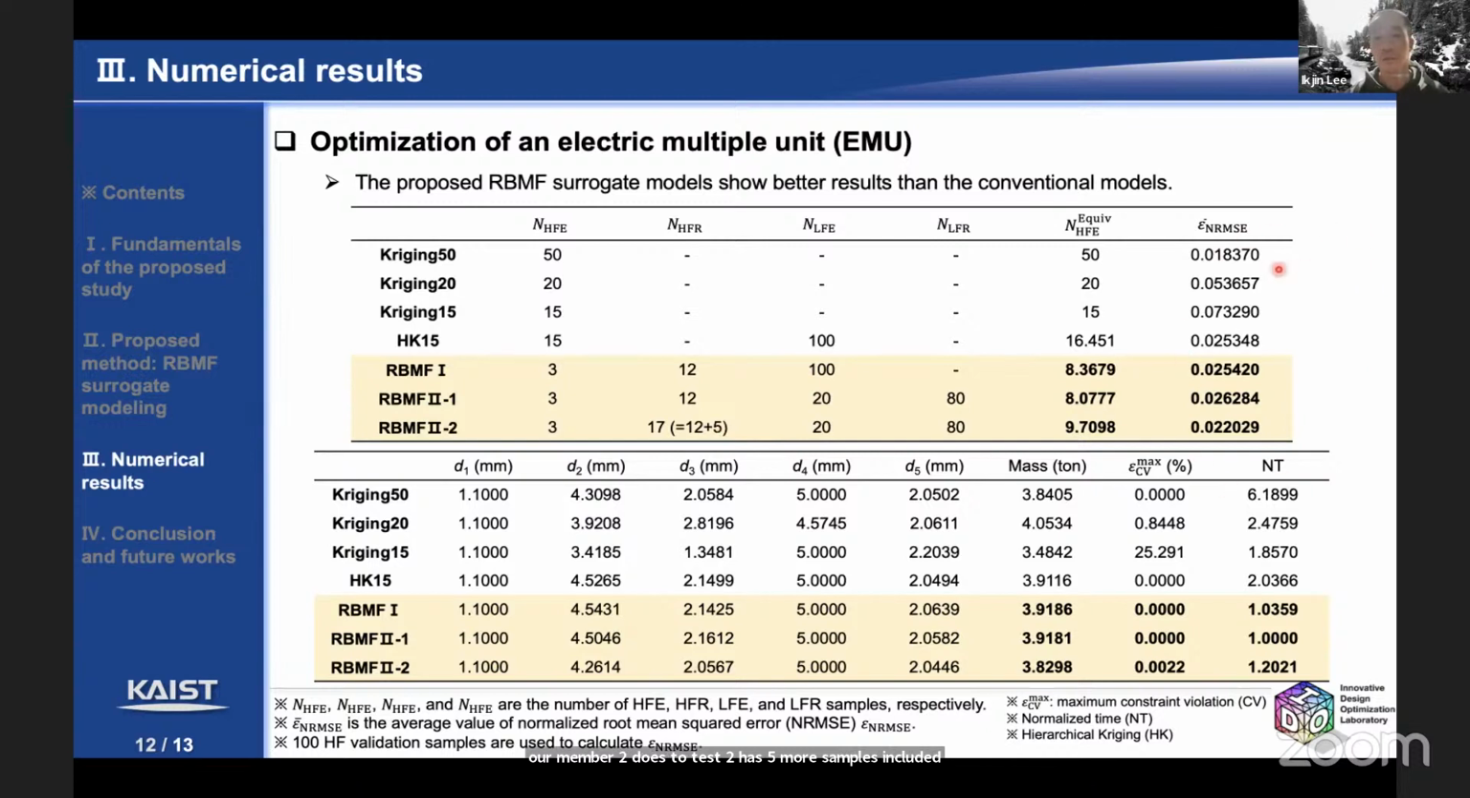And here in the last column, we can see that by using just 1/5 of the equivalent high fidelity exact samples, we could obtain almost similar accuracy using the proposed RBMF. And from this table, we could also see the optimized result. Again, by using almost 1/5 of the computational cost, we could obtain almost the same optimum design as with Kriging 50 using this proposed RBMF2 method.